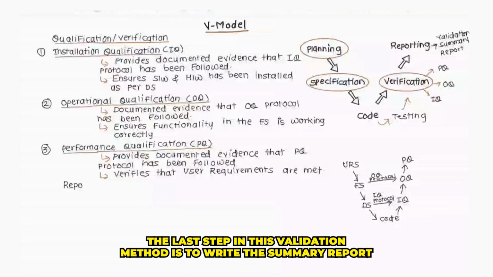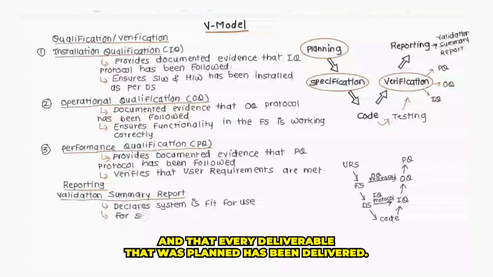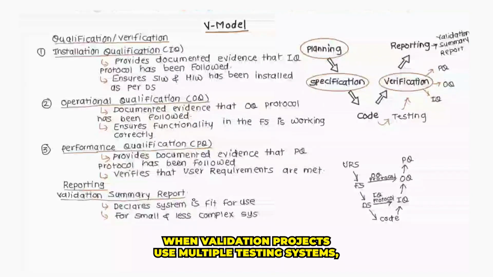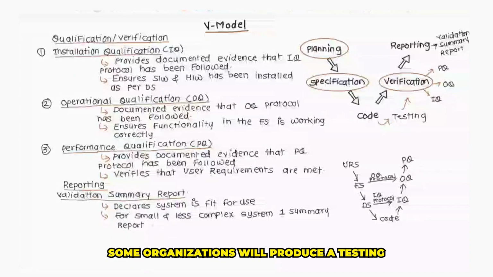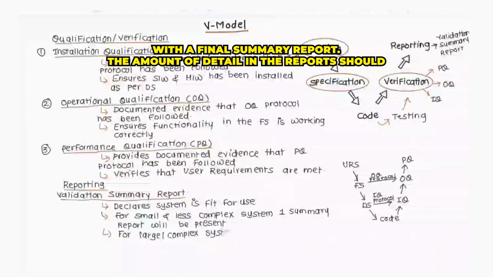The last step in the validation method is to write the summary report declaring that the system is fit for its intended use and that every deliverable that has been planned has been delivered. When validation projects use multiple testing systems, some organizations will produce a testing summary report for each test protocol and then summarize the project with a final summary report.